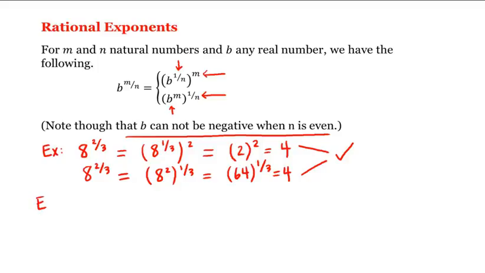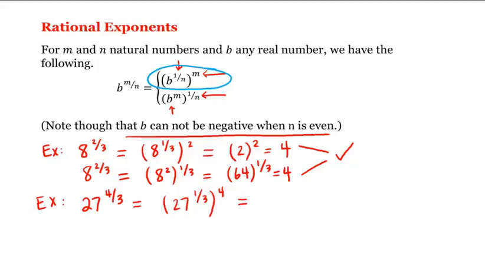For example, let's say we wanted to compute 27 to the 4/3 power. We most definitely would want to do it this first way. Namely, this is equal to 27 raised to the 1/3 power, and then that whole thing raised to the 4th. And we know what the cube root of 27 is, right? That's 3. So this is 3 to the 4th power, which is equal to 81.